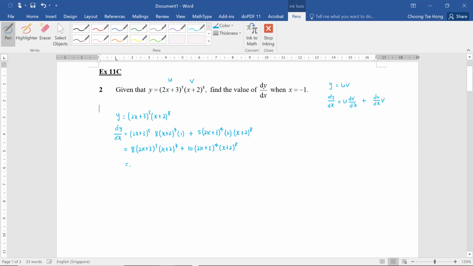Over here you have 8 and 10, so the common factor will be 2, so we'll take out the 2. For (2x + 3), over here you have power 5, and this side you have power 4. Remember we always take out the one with the smaller power, so in this case we'll take out (2x + 3)^4. For (x + 2), down here is power 7 and down here power 8, so we'll take out the power 7.